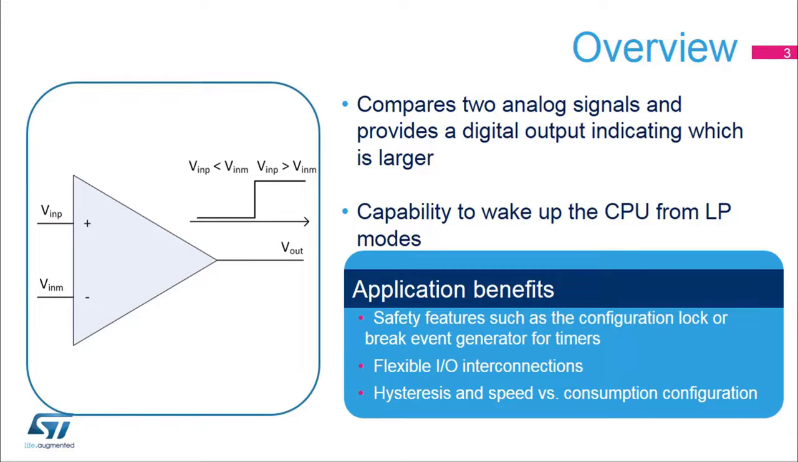The comparator can be used to wake up devices from sleep, low-power sleep, and stop modes. Applications can benefit from the flexible configuration of comparator properties, which can be locked for safety reasons. Another safety feature of the comparator is its ability to generate a break signal for timers, allowing it to safely stop the generation of PWM driving signals.